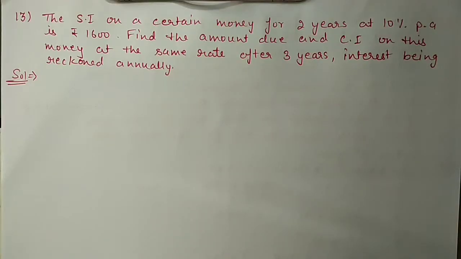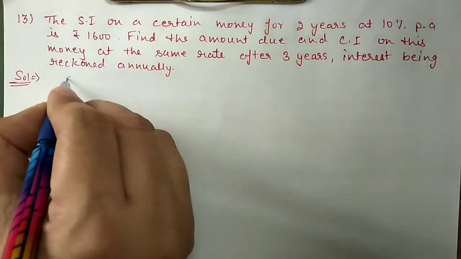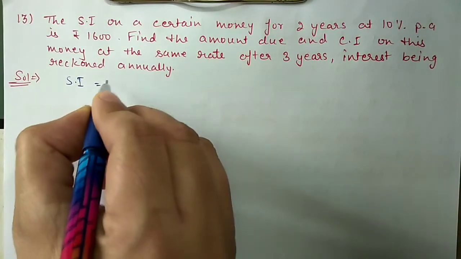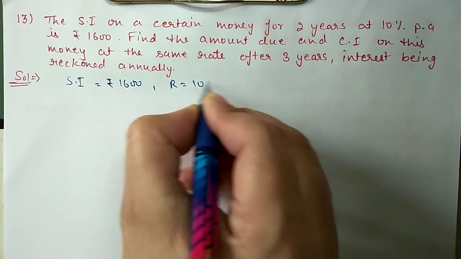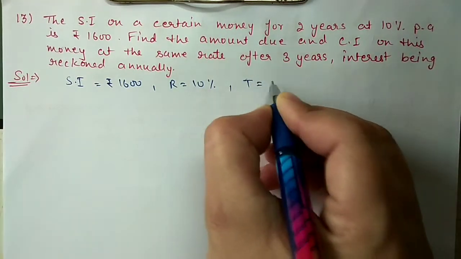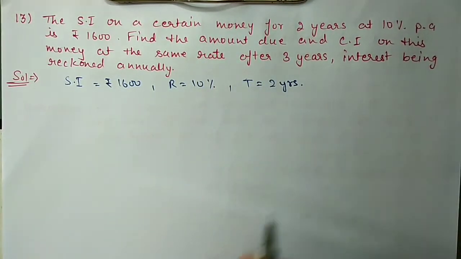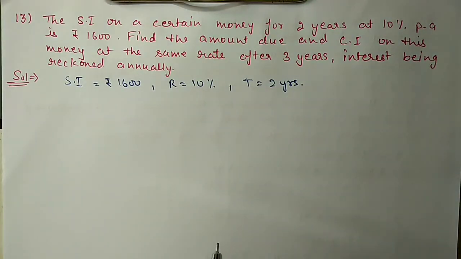Next, question number 13. The simple interest on a certain money for 2 years at 10% per annum is 1600 rupees. Find the amount and compound interest on this money at the same rate after 3 years, interest being reckoned annually. So first, simple interest is given here, 1600 rupees. Rate of interest is given, 10%. Time is given, 2 years.